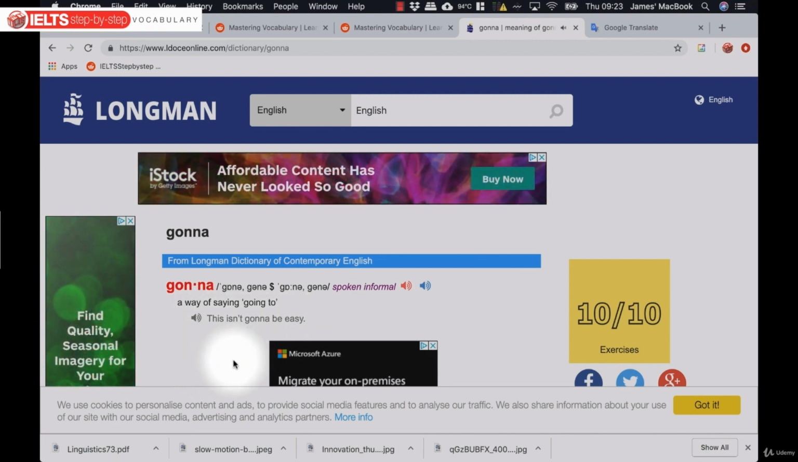Okay, so gonna is a shortened version of going to. However, look here, it says spoken informal. It's only in spoken English and only in informal situations. So do not use this word gonna, certainly not in spelling. It's not acceptable in IELTS to use it in spelling. It's okay if you're texting somebody, but not in IELTS. And don't use it in the speaking as well, because it's a formal situation, the IELTS exam. This is only for informal.